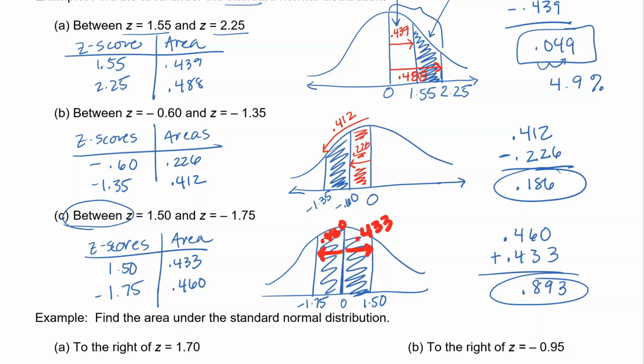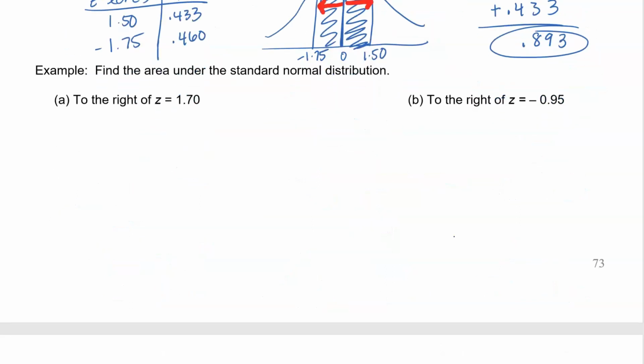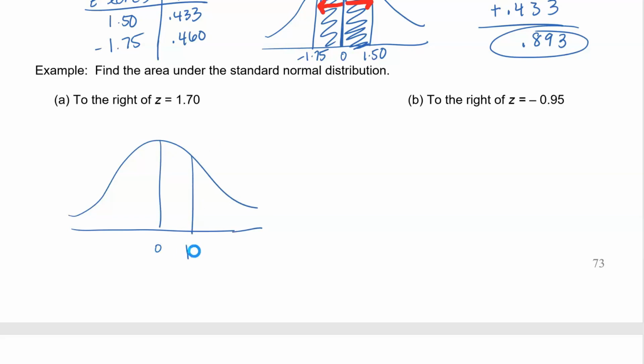And I think that's probably the best way to go about it. All right, so let's do these two, because we've got some other good ones that have some different types of pictures. Okay, so I'm going to put 0 in the middle. Now we want the area to the right of 1.70. So I'm going to draw a line to the right, since 1.70 is bigger than 0, and then I want to find the area to the right of that. So I'm going to shade everything to the right of 1.70.